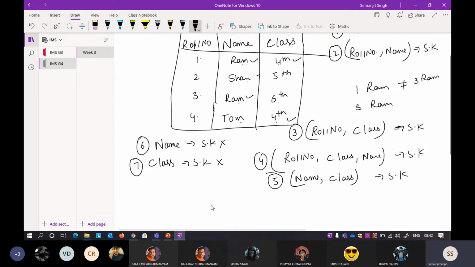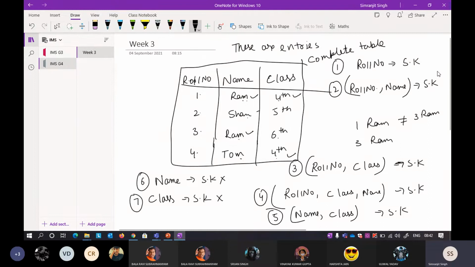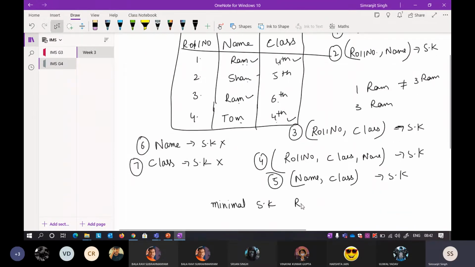So candidate key is a minimal super key. Minimal, one more condition, minimal super key. So out of these five super keys, which one is the minimal? So this is the minimal super key. So you can say that roll number is a candidate key. Simple. Roll number is a candidate key because it is minimal. It only contains one column. So this is the simplest example.